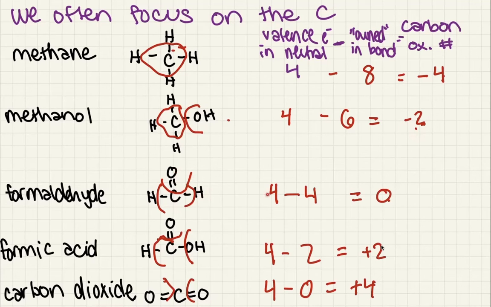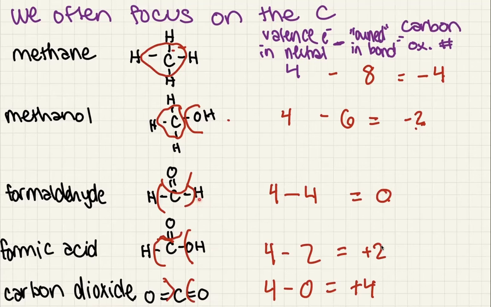What if we go between formaldehyde and formic acid? Well, here again, we're forming a bond to oxygen. We're swapping out a bond to hydrogen where we got to keep the electrons for a bond to oxygen where we have to basically give up those electrons. And so we're going to once again increase our oxidation number by 2.